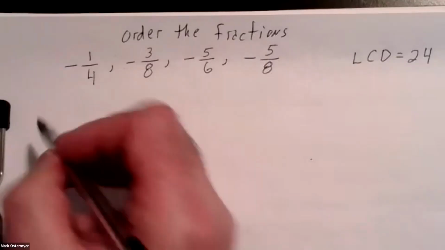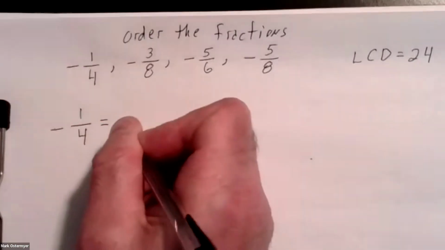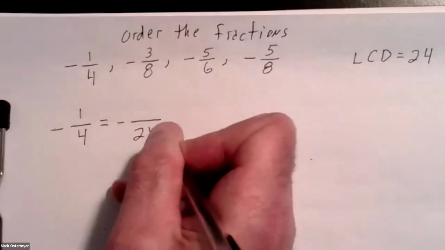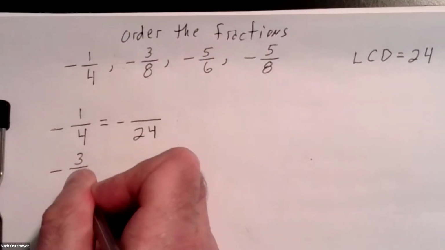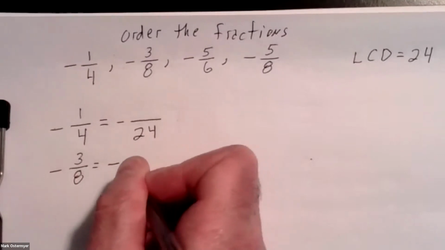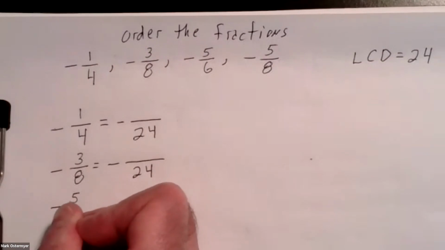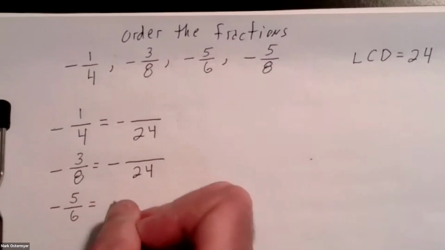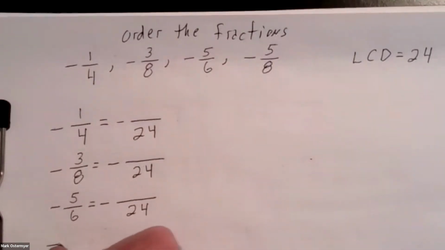Okay, so we're going to build all these fractions up into equivalent fractions that all take on the denominator of 24. So all these fractions are going to take on this common denominator of 24. And by building these up to equivalent fractions with a common denominator, we'll be able to compare their numerators and order these fractions.